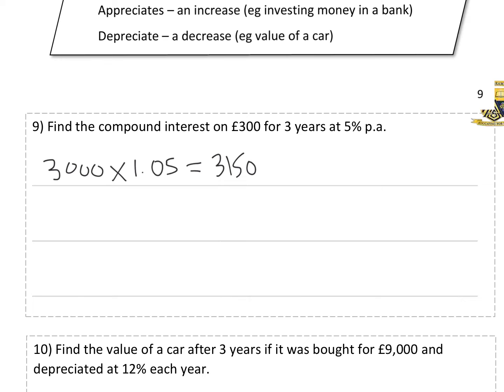£3,150. The next year then, how much money is in your account? Not £3,000 anymore, but £3,150. So when 5% interest is applied to your account, it'll be applied to the £3,150. So you want to find 5% of the new amount and add it on, or simply multiply by 1.05. That will give you £3,307.50.